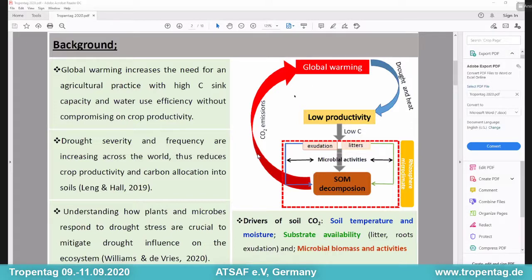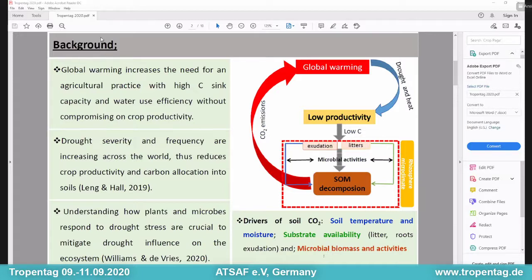And to look at the bottom of this issue, we have to look at the drivers and the mechanism of the carbon dioxide emission to the soil, to the atmosphere, sorry. And this mechanism I have subdivided into 3 categories, which are soil temperature and moisture content, substrate availability, and microbial biomass and activity. And mainly at the optimum soil temperature and moisture content, if there is substrate, that means there is microbial growth and activity.